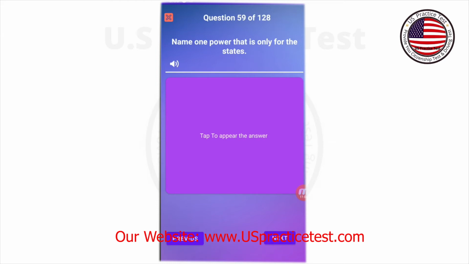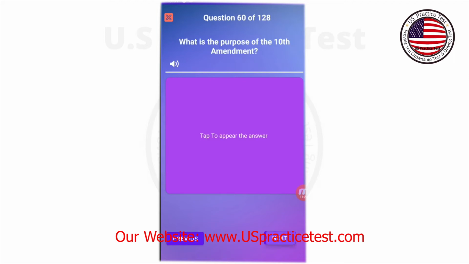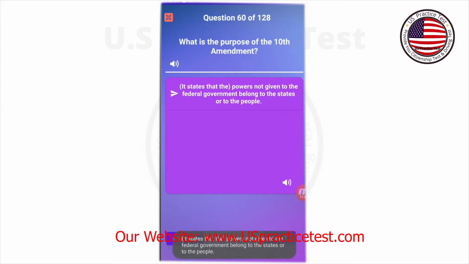Name one power that is only for the states. Provide schooling and education. Provide protection, police. Provide safety, fire departments. Give a driver's license. Approve zoning and land use. What is the purpose of the 10th Amendment? It states that the powers not given to the federal government belong to the states or to the people.